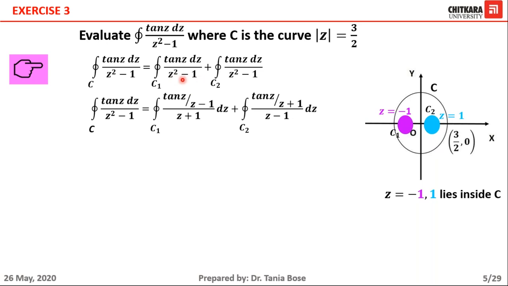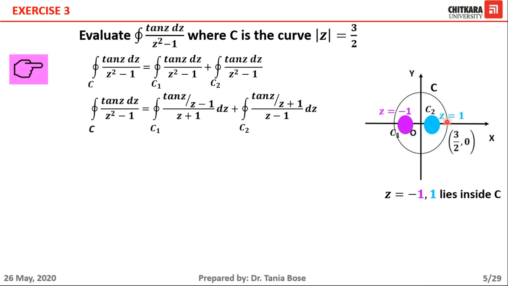So if I make factors of z square minus 1, I get one factor as z minus 1 and the second factor as z plus 1. So I have to retain z plus 1 in the denominator and I will transfer z minus 1 in the numerator, right? Likewise for the second integral over C2, it is a circle centered at z equal to 1.